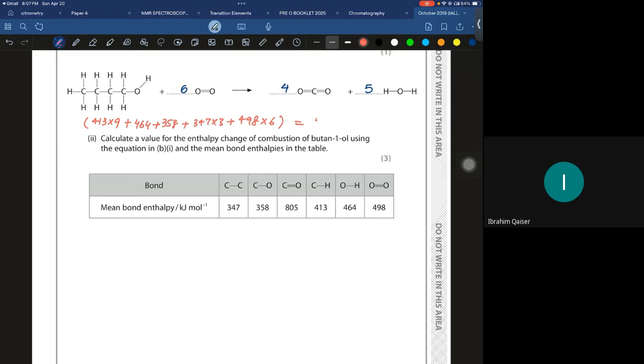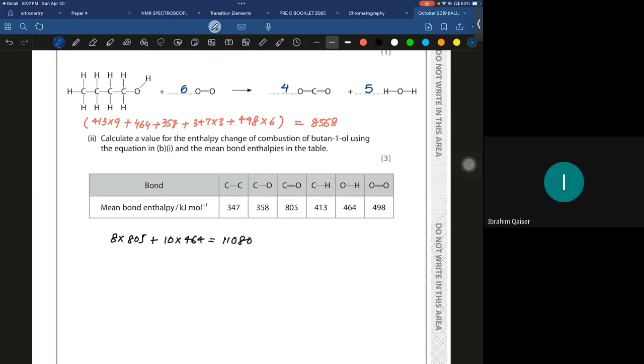Sir, I got 8,568. Yeah, I also got this. Then the product side. 8 multiplied by 805. Then plus 10 multiplied by O-H, that is 464. So the answer is 11,080.